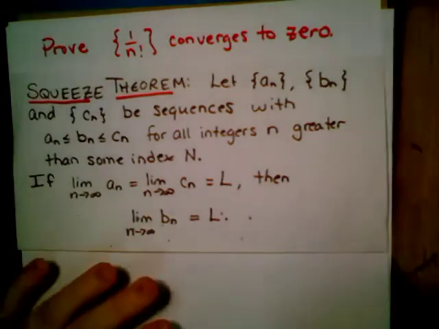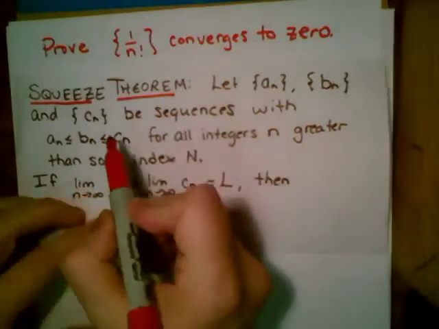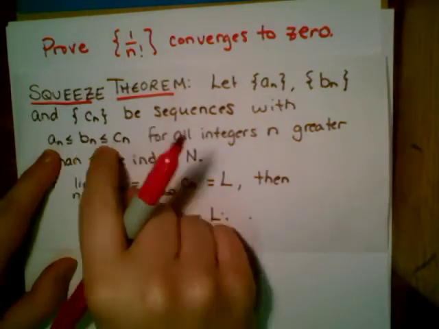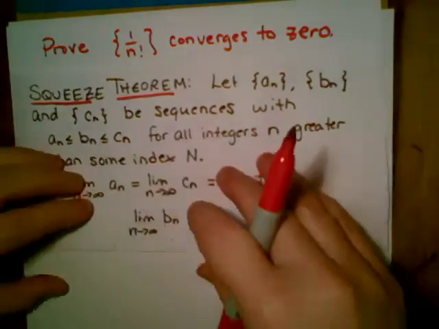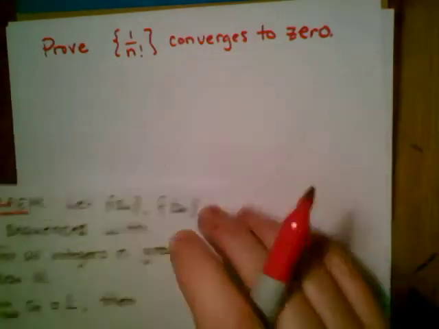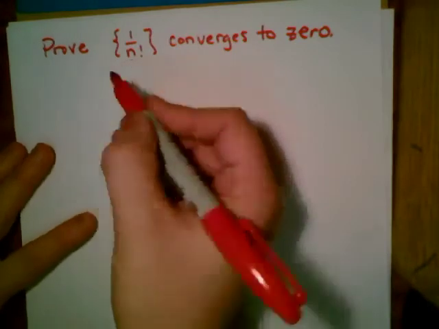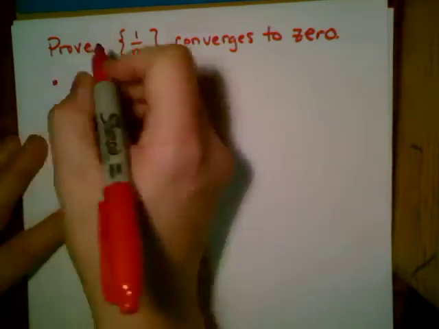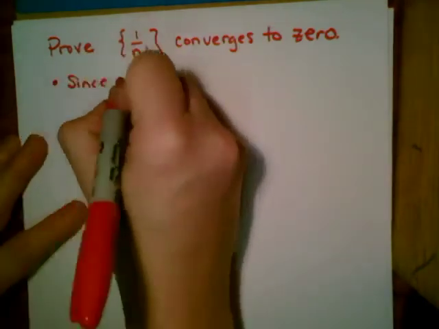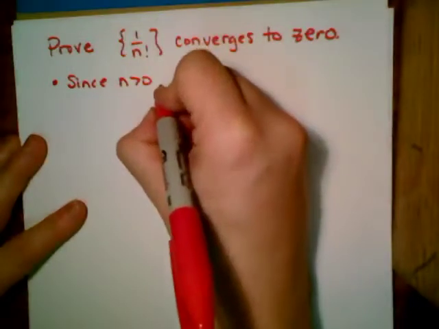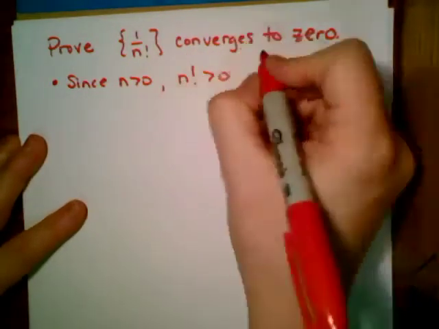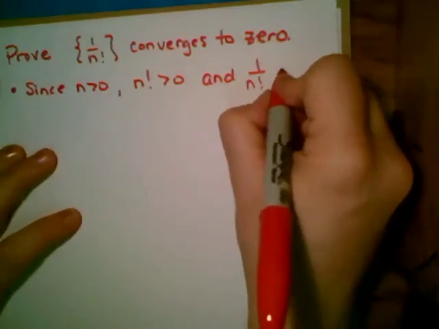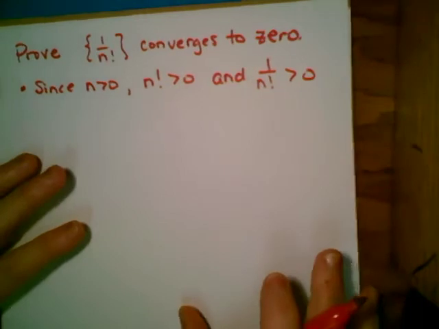Okay, and the steps go: find 2 sequences that bound your unknown sequence, show that their limits exist, and then use the squeeze theorem to conclude that the limit of the unknown sequence exists. Well, one thing we can observe: since n is positive, n factorial is positive, and its reciprocal 1 over n factorial is positive. That's kind of a gimme.